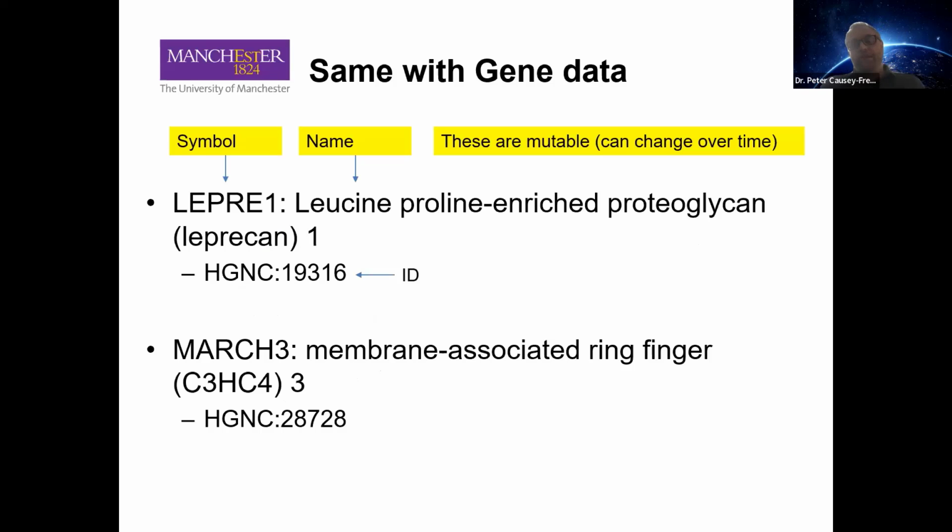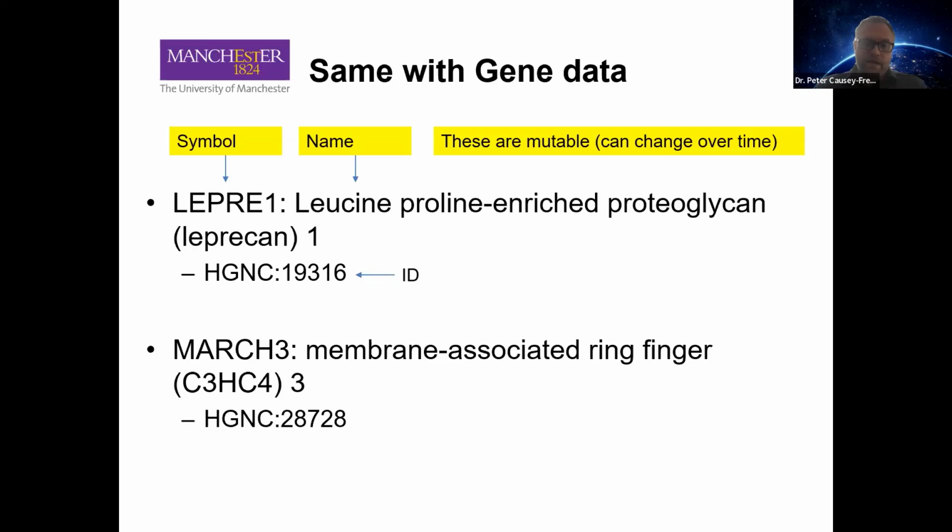Same happens with genes. We have mutable aspects and we have non-mutable aspects. This symbol here, now a bit of nomenclature for you as well. I keep seeing gene symbols referred to as gene names. No, they are not gene names. LEPR1 is a gene symbol. A gene name is leucine prolyl enriched protoglycan 1.